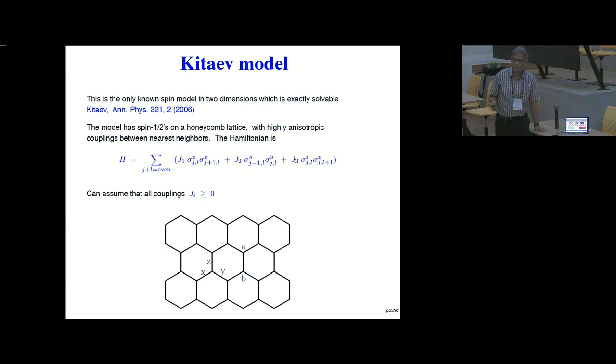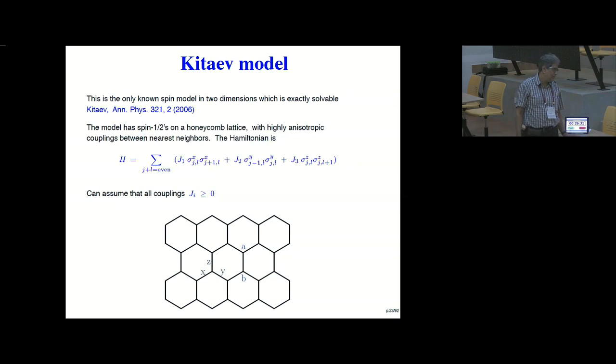So here's the Hamiltonian. The Hamiltonian is extremely strange looking. You have a honeycomb lattice, and this lattice has three kinds of bonds. There are vertical bonds, which I'll call Z. Then there are bonds at an angle: the bond going up like this I'll call the X bond, and this bond I'll call the Y bond. The coupling between nearest neighbors is J1 sigma X sigma X on the X bonds, J2 sigma Y sigma Y on the Y bonds, and J3 sigma Z sigma Z on the Z bonds.